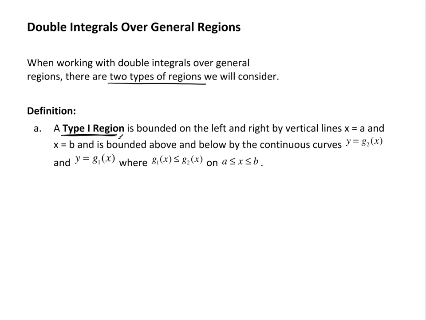and a type 1 region is bound on the left and right by vertical lines, x equals a and x equals b, and it's bounded above and below by continuous curves, y equals g2 of x and y equals g1 of x, where g1 is less than g2. So in other words, if I draw this thing out, it's going to look something like this.